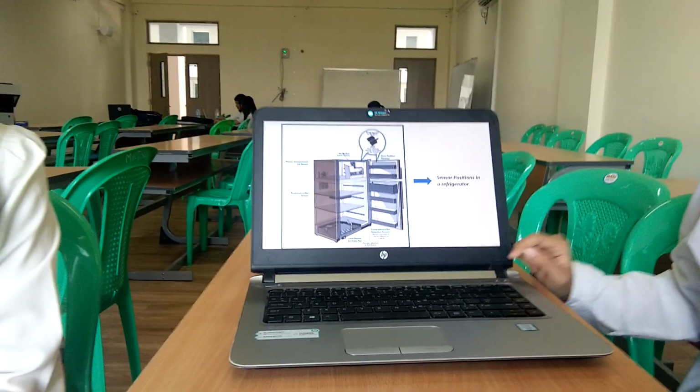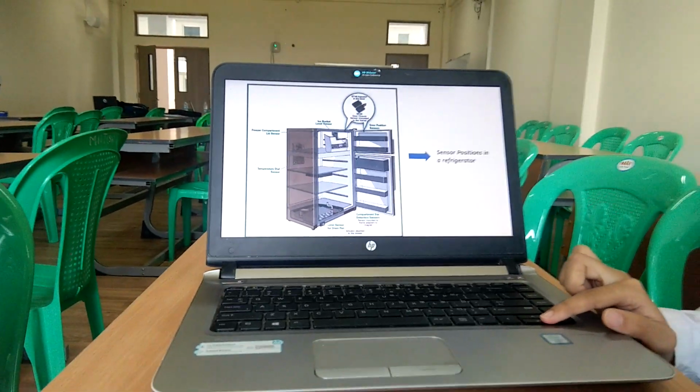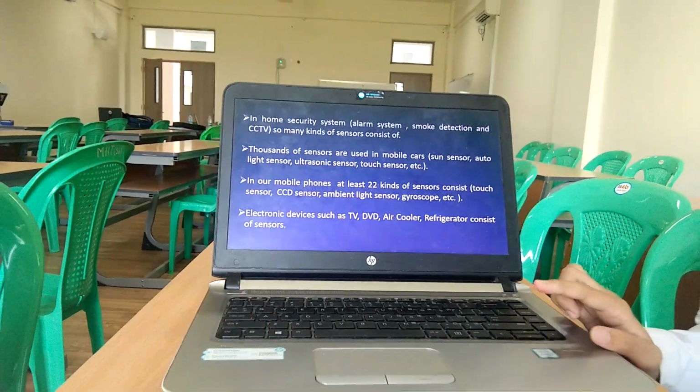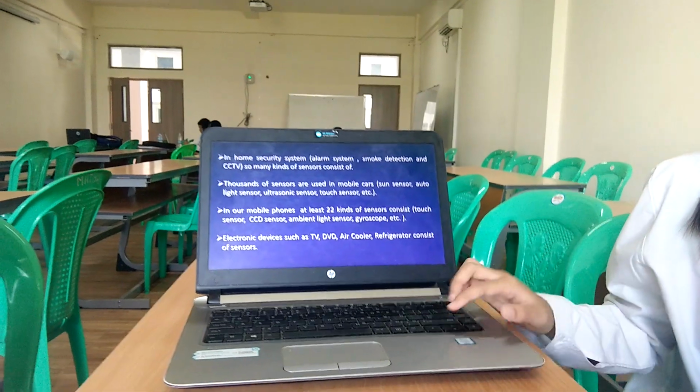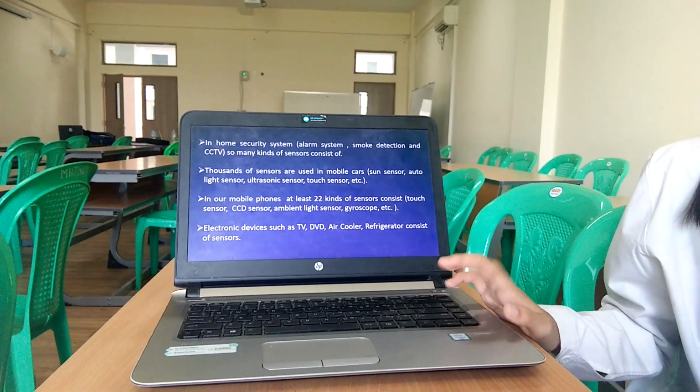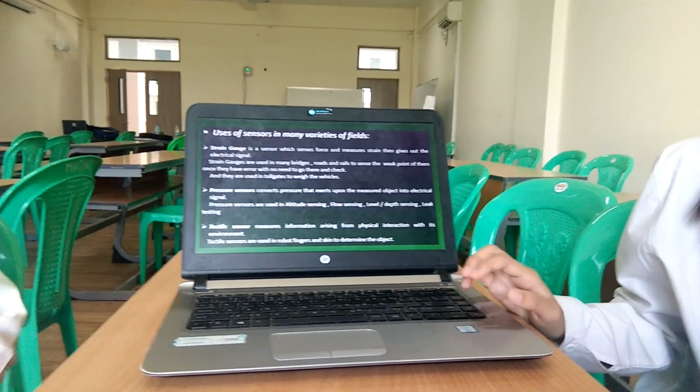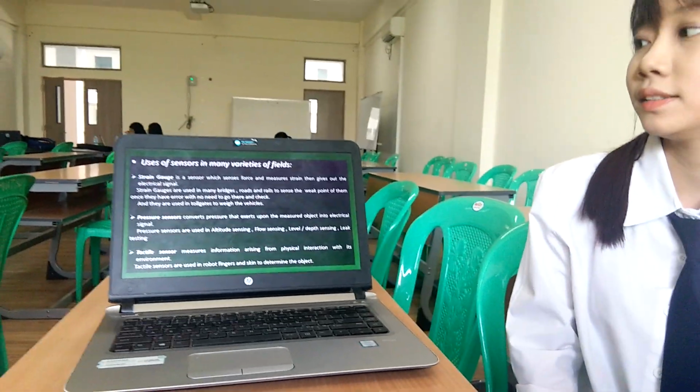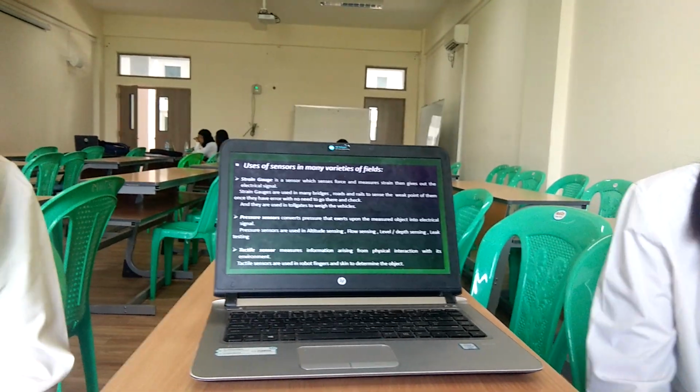These are the sensor positions in a refrigerator. These are the conclusion of sensors, the importance of sensors. Next outline is uses of sensors in many varieties.